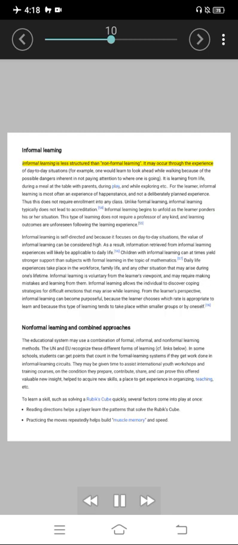Informal learning. Informal learning is less structured than non-formal learning. It may occur through the experience of day-to-day situations. For example, one would learn to look ahead while walking because of the possible dangers inherent in not paying attention to where one is going.